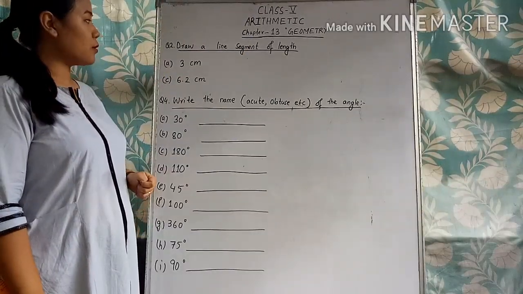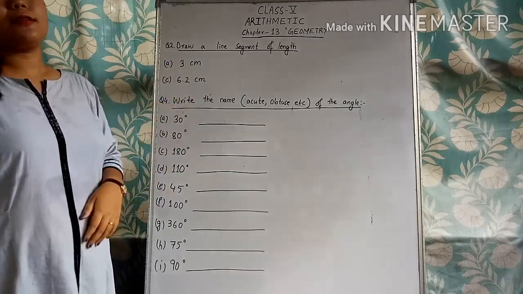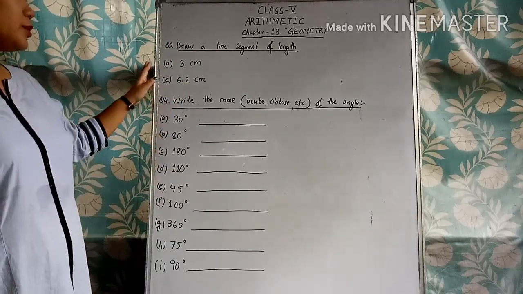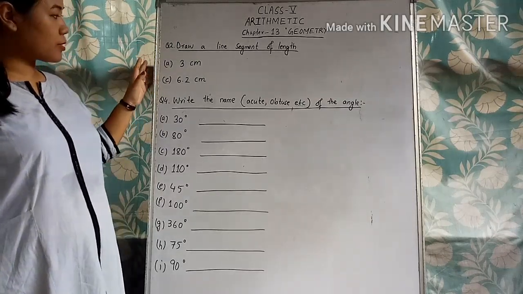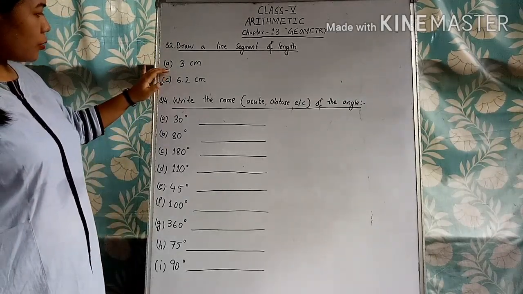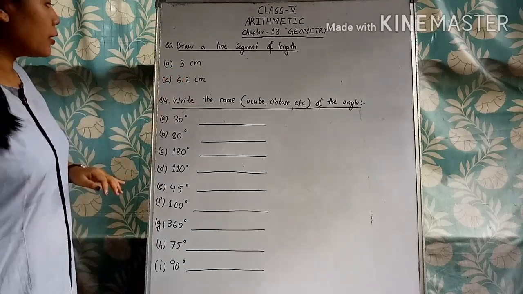Okay, now students, question number 2. Draw a line segment of length. So now you will draw these lines with the help of your scale. Take out your scale. And now the first line which we are supposed to draw is 3 centimeter.